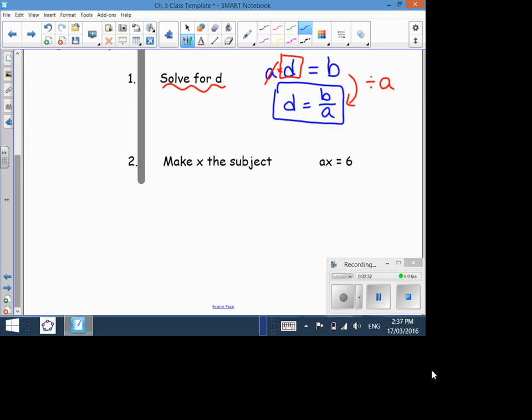If we look at a second one, it says to make X the subject. So that's another way of saying solve for X. So that means I want the X to be completely by itself. So again, this one's going to be very similar. I have A multiplied by X, so to get rid of it, I'm going to divide by A. So that leaves me with X as my subject, and I have 6 divided by A. So in this example, I had one number, but then I had 2 other letters. And again, I just treat those letters just like numbers.